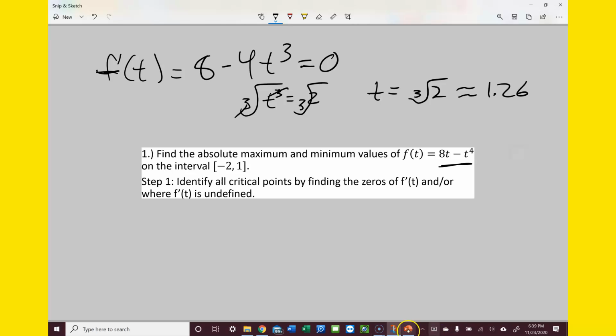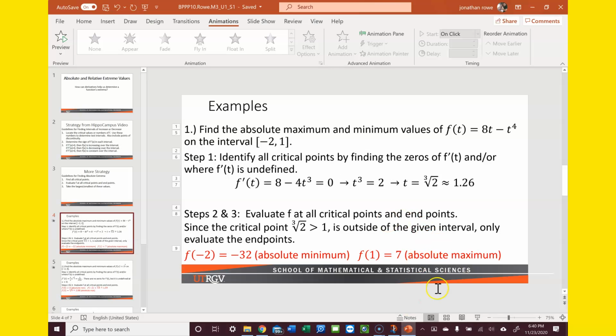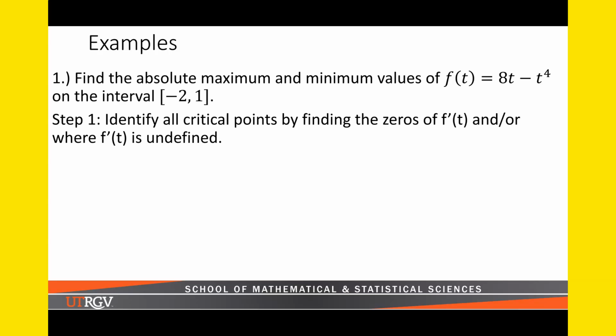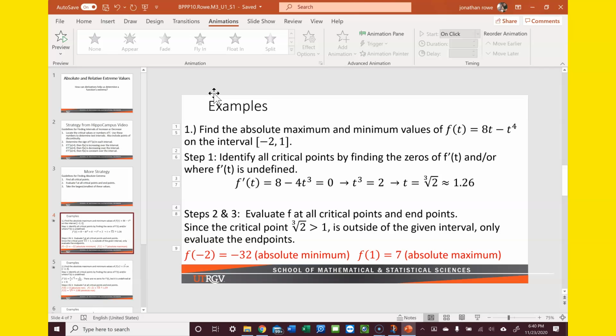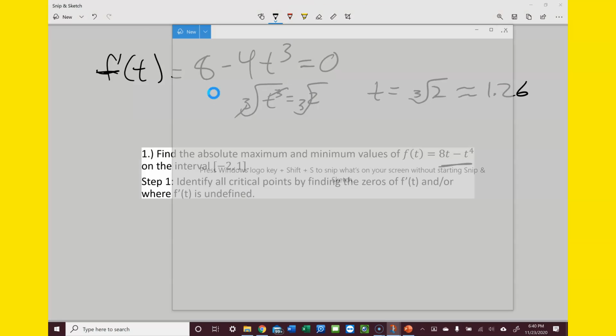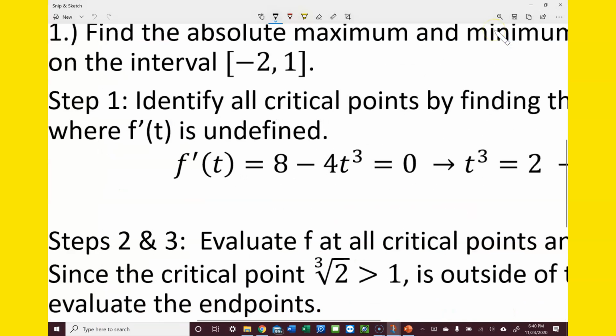All right, what is the next step? We've done step 1, steps 2 and 3. Evaluate f at all critical points and end points. So the critical points, we only have one critical point, the cube root of 2, and we have 2 end points, -2 and 1. Now notice, our interval, find the absolute maximum and minimum values of that function on the interval -2 to 1. So we're only concerned with the values from -2 to 1.